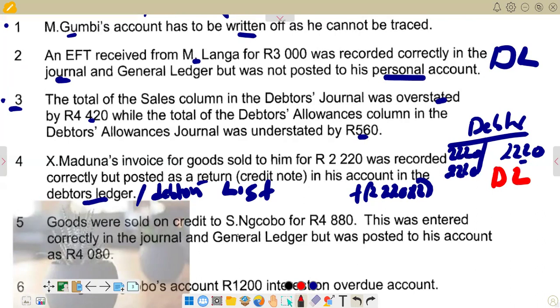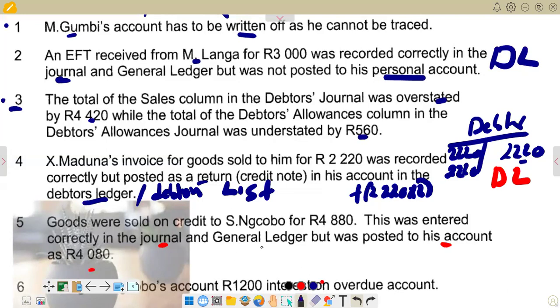Goods were sold on credit to Esmobo for 4,880. This was entered correctly in the journal and general ledger, but was posted to his account as 4,080. You see that it is correct. As long as it is correct in the journal, it means the debtors control is not going to be affected. But if it's incorrect on the personal account, like this one, it means the debtors list is the one that is going to be affected. So we are going to leave the debtors control, but on the debtors list, we are seeing that we entered a smaller figure than what was supposed to be entered.